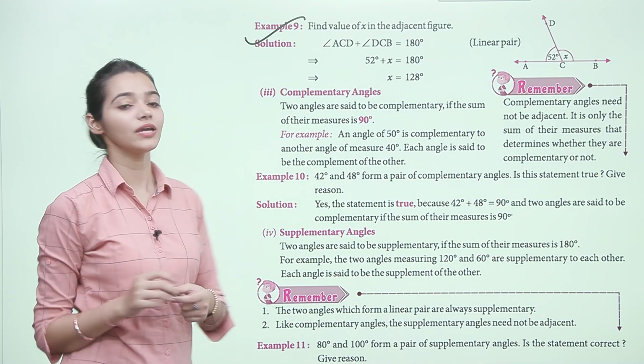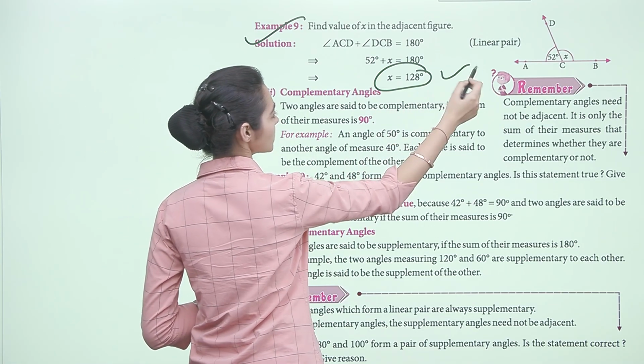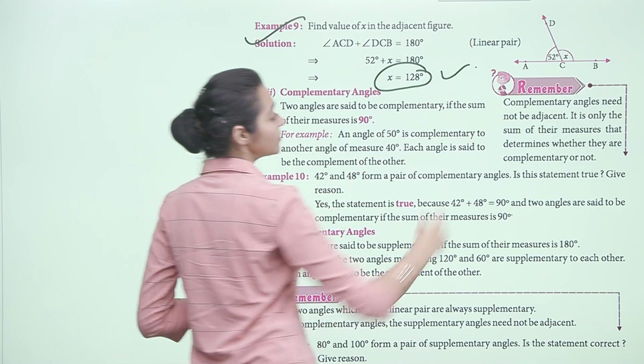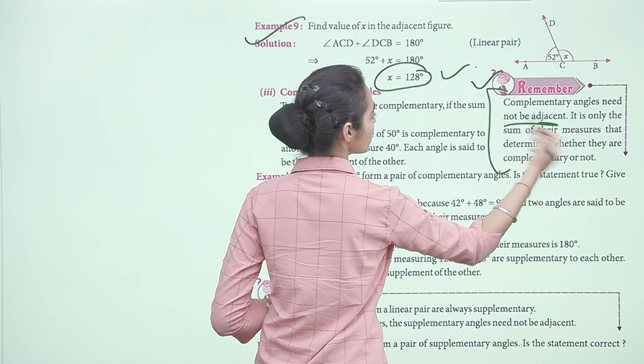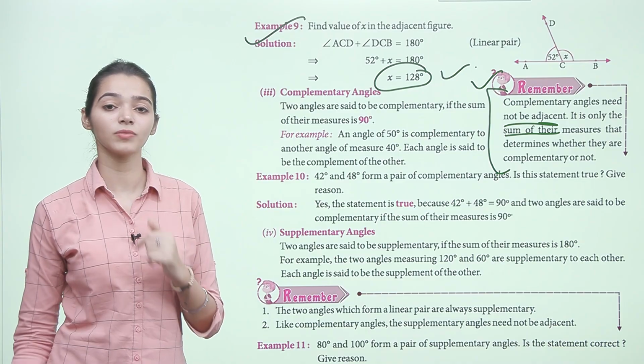Now example number 9, we have to find the value of x in the adjacent figure. So here 52 plus x, so x is 128 degrees as it forms a linear pair. Now always remember, complementary angles need not be adjacent. It is only the sum of their measures which determines whether they are complementary or not.